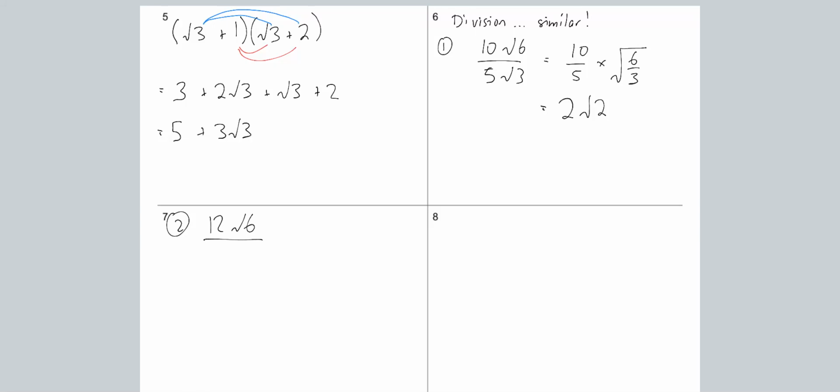12 root 6 over 18 root 15. See how that goes? Give you a moment to get ahead. Again, you don't have to do that middle step.